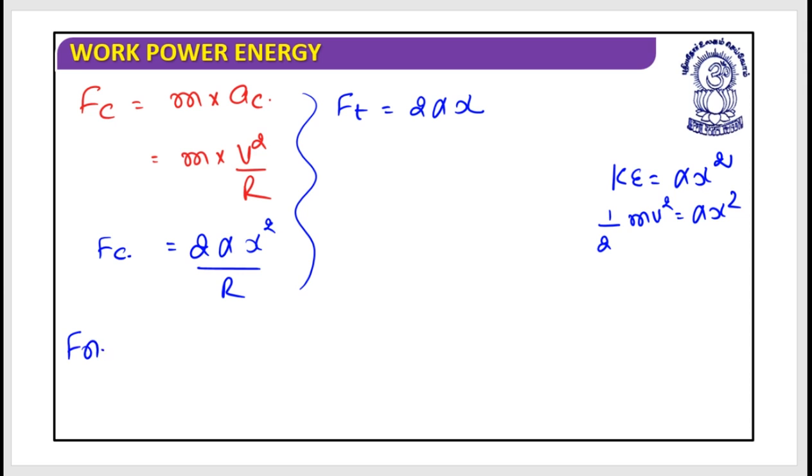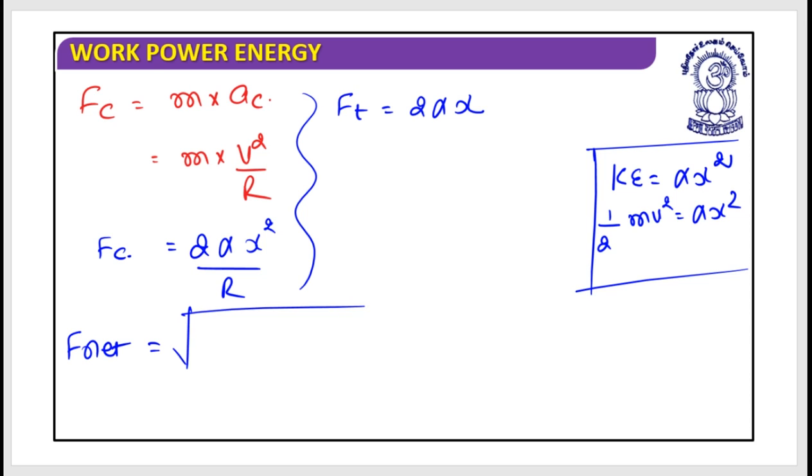So for F net, this is the rough work that should be done in the back of your mind. F net should be equal to root of Fc square plus Ft square. Now just fit the values and get it done. I hope this is clear. Is it clear? Is it possible for us to do this kind of questions? Are you sure?